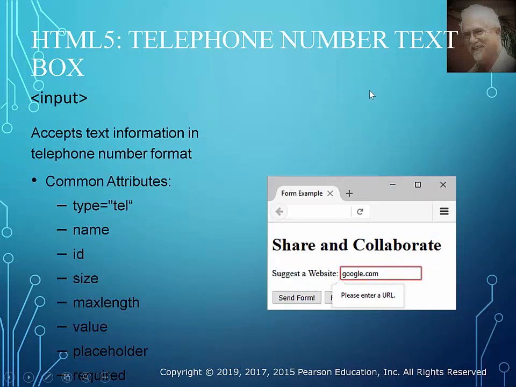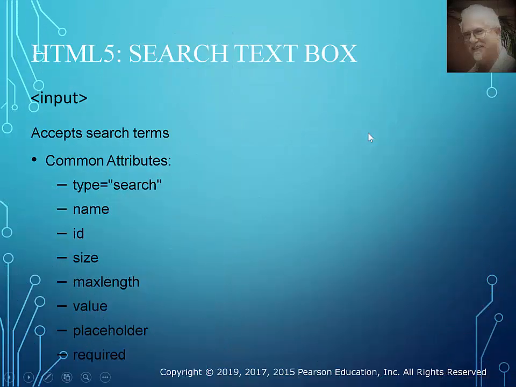Telephone number, same thing. Now this one's looking for a number, right? Again, set the max length. It's looking for a number. If it gets letters, it's going to say, well, I don't know what that is. The same thing holds true with a URL. It's going to be looking for the http:// Search box, same thing. You can do a search. Again, these are different attributes I've listed here.